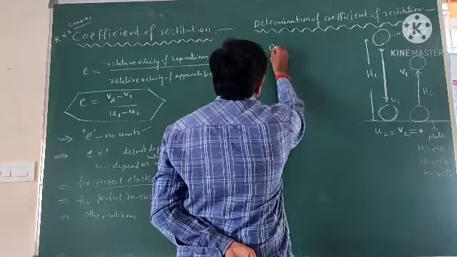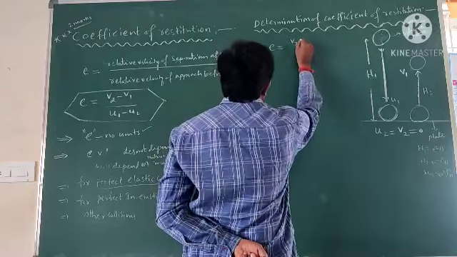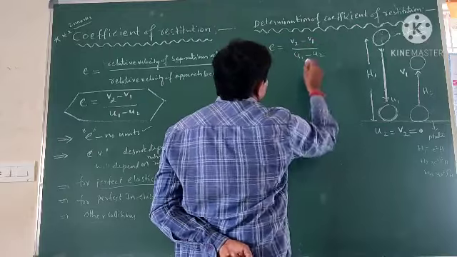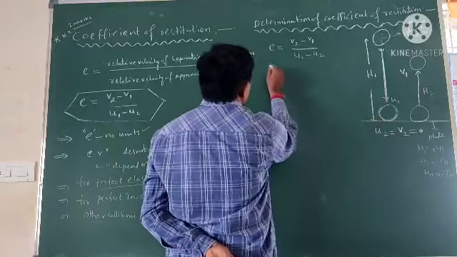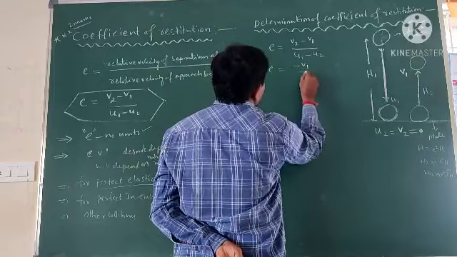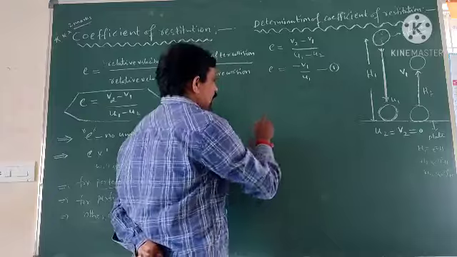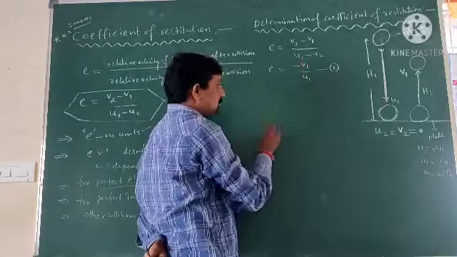According to the coefficient of restitution formula, e is equal to (v2 minus v1) by (u1 minus u2). Here u2 is equal to v2 is equal to 0. So e is equal to minus v1 by u1. Now we want to find the u1 value and the v1 value.